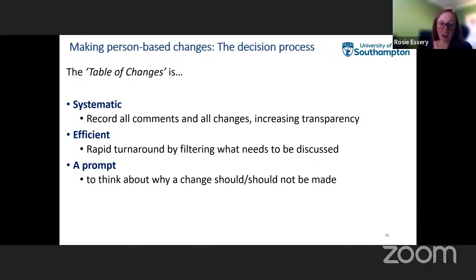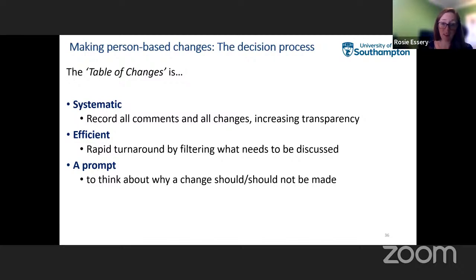Brilliant. Okay. So hopefully that just gave a little sense of what you can do with the table of changes and how it can record your decision-making process. I'm aware it wasn't very long, so sorry we didn't have more time on that. But just to summarize the purpose and the function of this table of changes, the idea is that it's a systematic way of recording comments and possible solutions and the rationale for these to make sure that our decision-making process is transparent and can be referred back to. It also aims to make the decision-making process efficient.